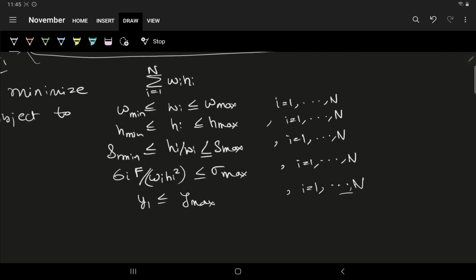So this is a GP with variables wi and hi. These are the variables. We have to minimize this. So this is an example of a GP.